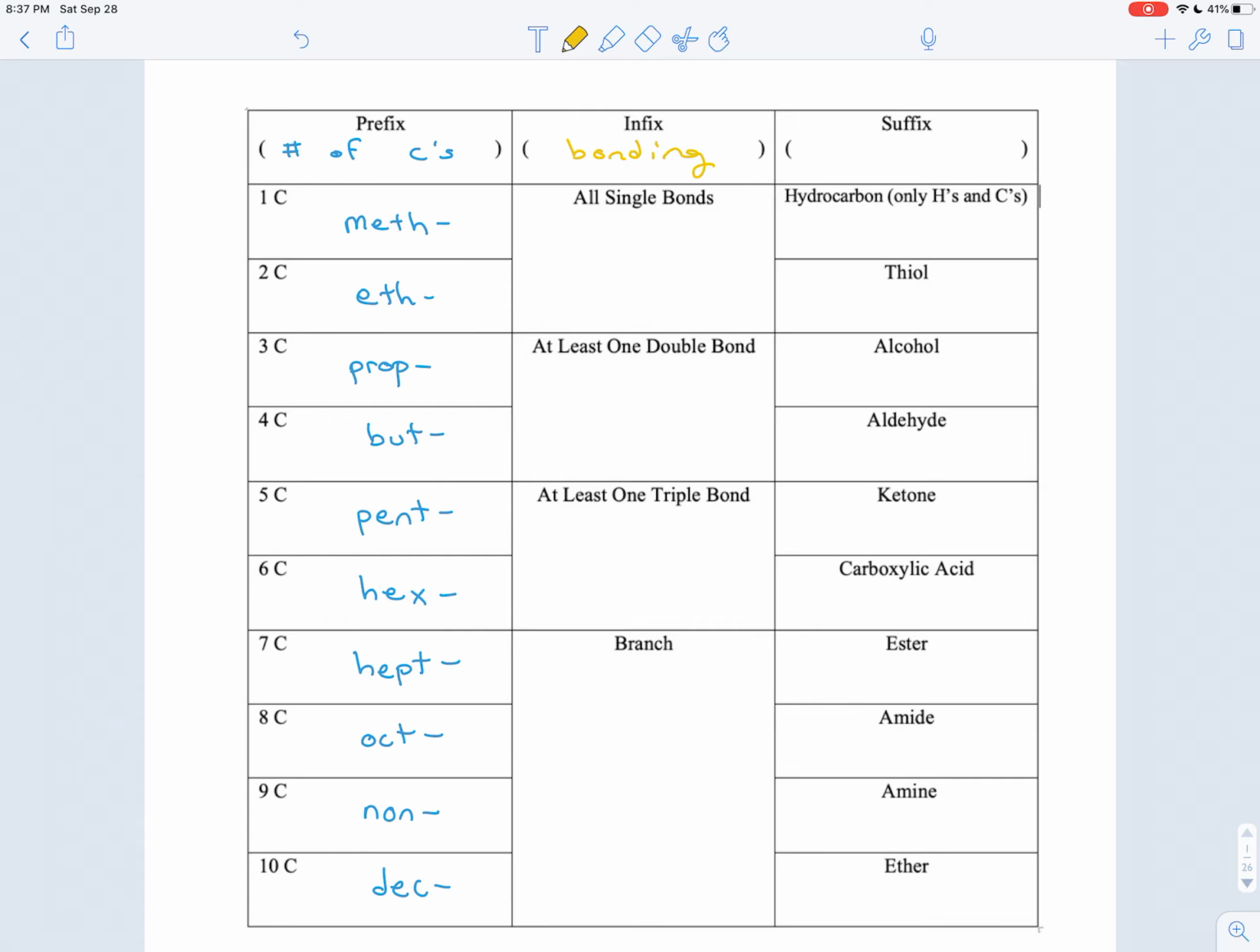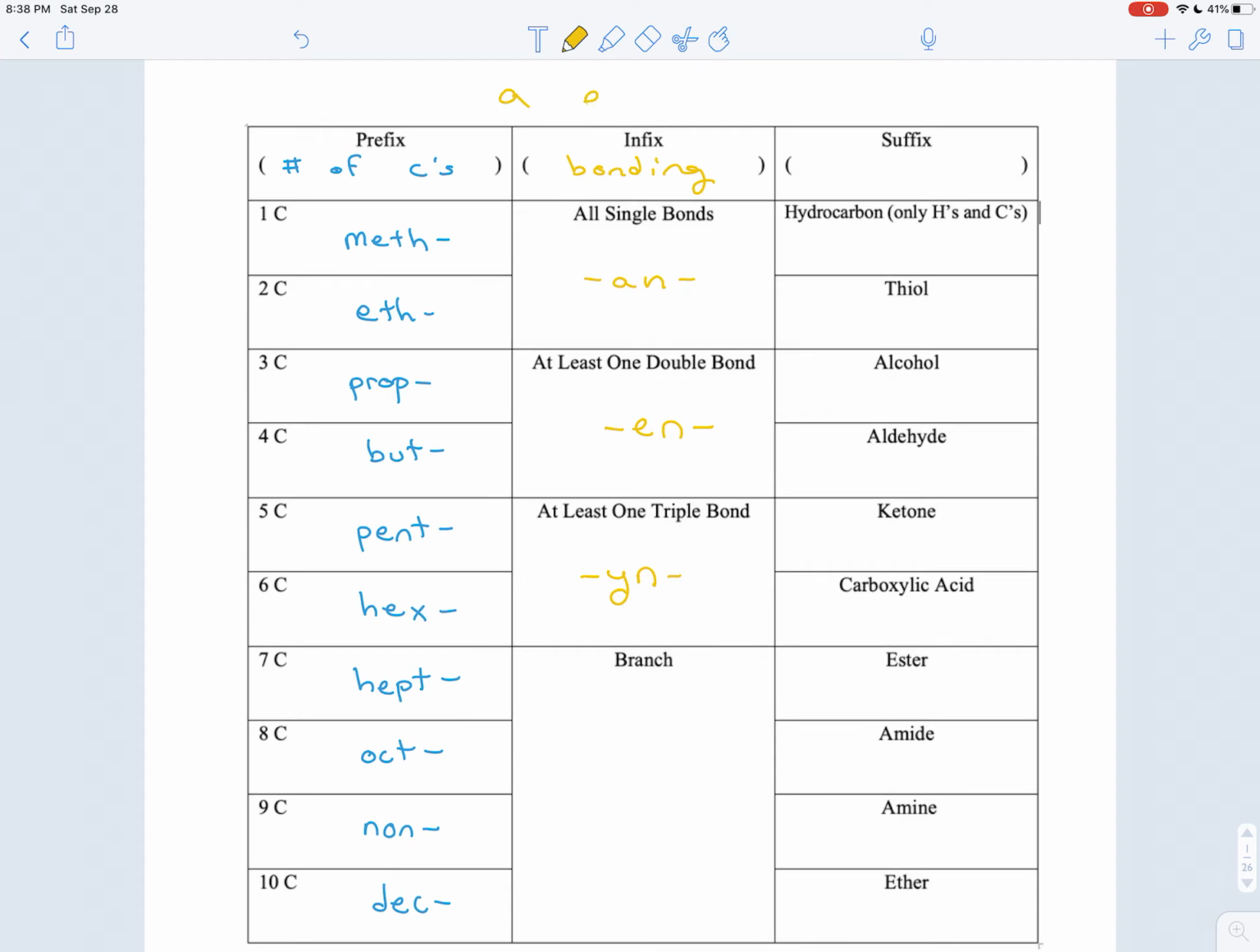So if you have all single bonds, the infix is AN. If you have at least one double bond, the infix is EN. And if you have at least one triple bond, the infix is YN. And these originally came from the vowels. So the vowels in English are A, E, and I.